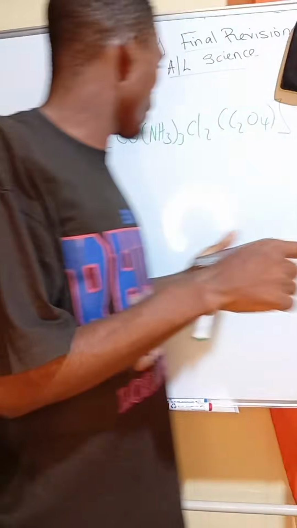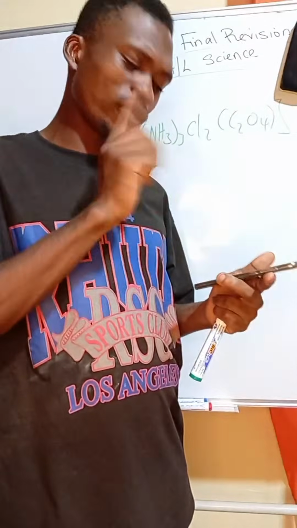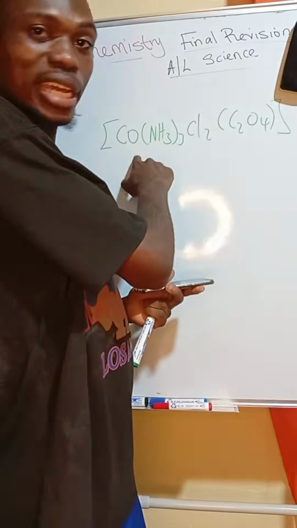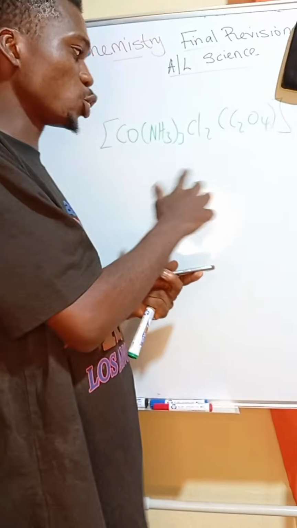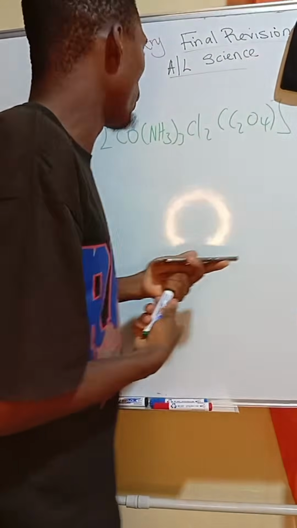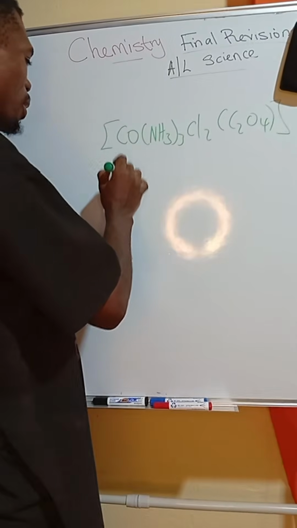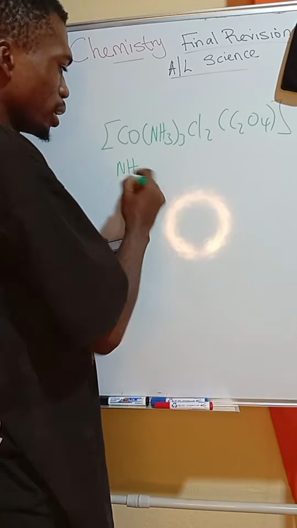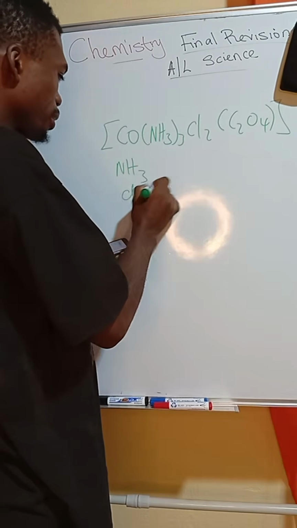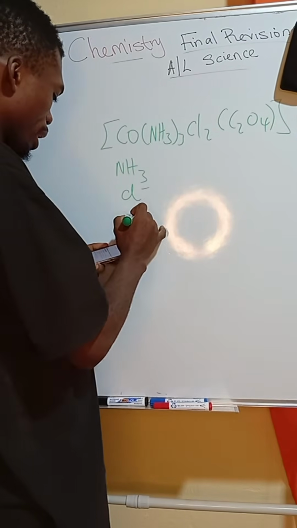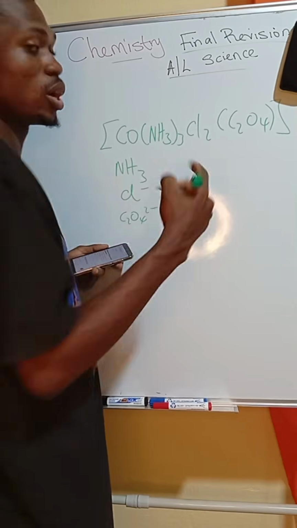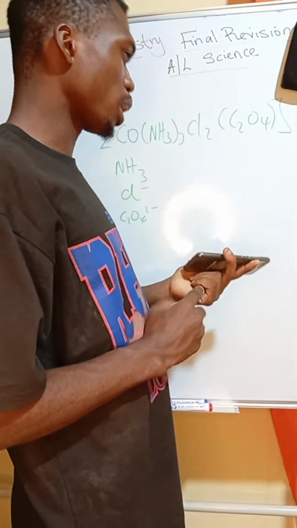Now, I want to say that what you did in Roman 2 of this question was to help you answer Roman 3, because they're asking you the coordination number after they have asked you to identify the ligands and name them. So now we were able to identify the ligands. We said we have NH3, it is the amine. We said Cl minus, chloro, and then C2O4 2 minus, oxalato.